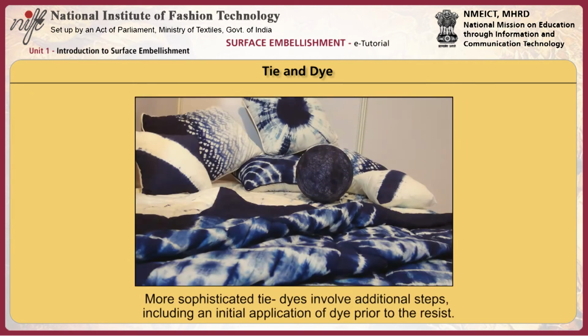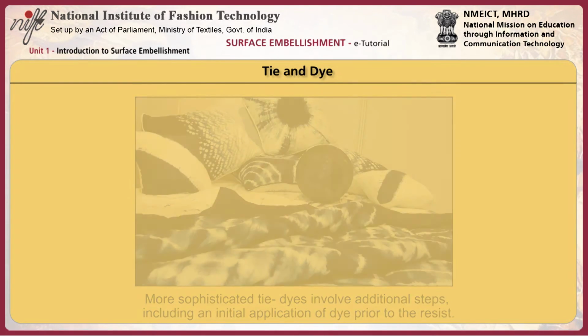The manipulations of the fabric prior to application of dye are called resists, as they partially or completely prevent the applied dye from coloring the fabric. More sophisticated tie-dye involves additional steps including an initial application of dye prior to the resist, multiple sequential dye and resist steps and the use of discharge.